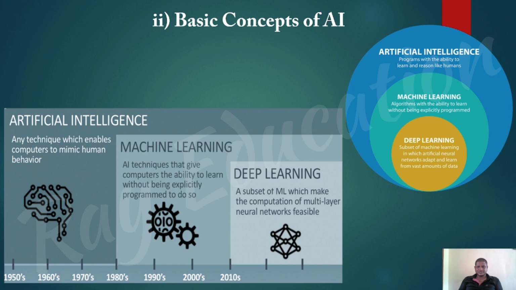Deep learning is a subset of machine learning which makes the computation of multi-layer neural networks feasible. See here, when it comes to deep learning, it speaks about neural networks. So these are the things which come under artificial intelligence only. Machine learning and deep learning are not different fields. They both are subsets of artificial intelligence.